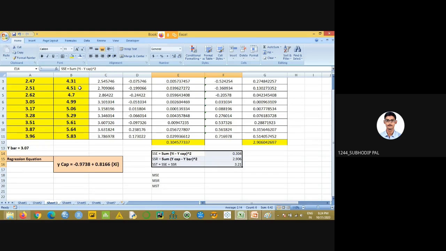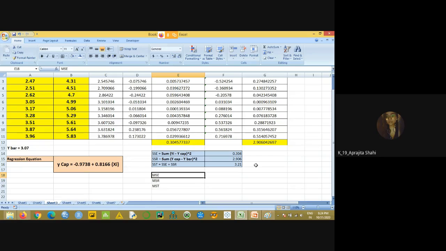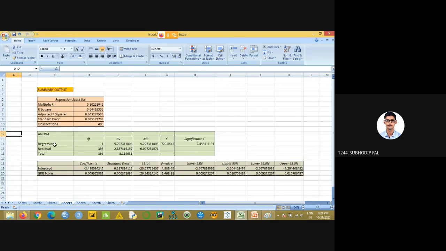Got it, everyone? Is it clear to everyone? Any doubt in this? Next is, let me come to that point. This is regression. The first row is regression. Next is residual. Next is total.